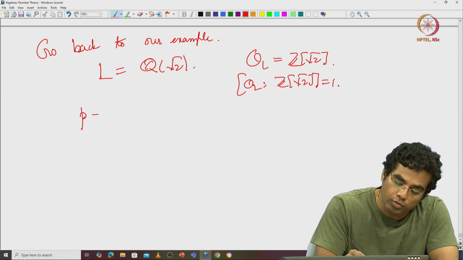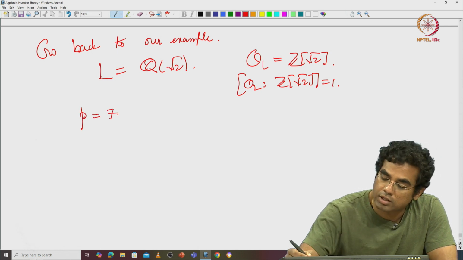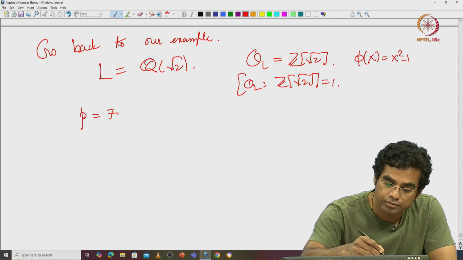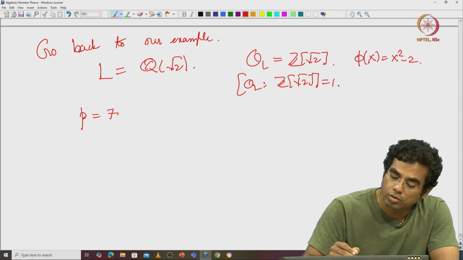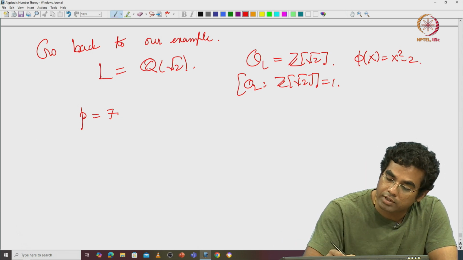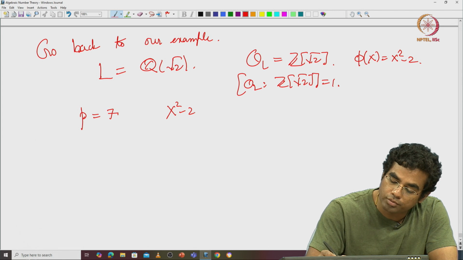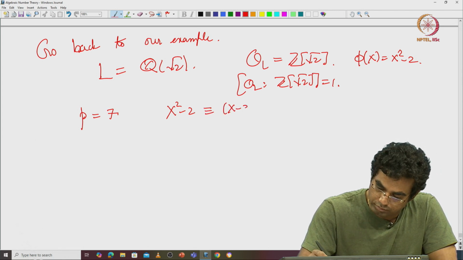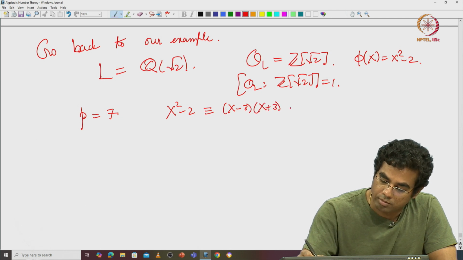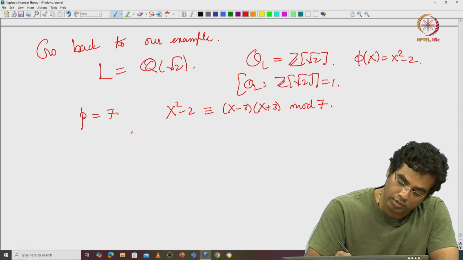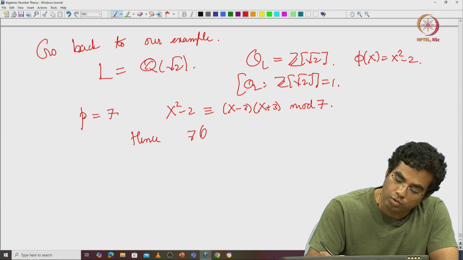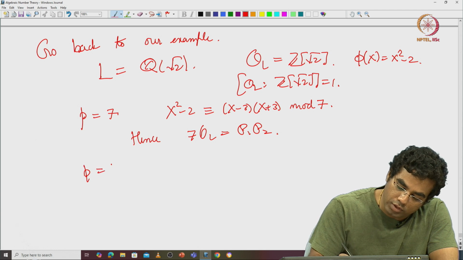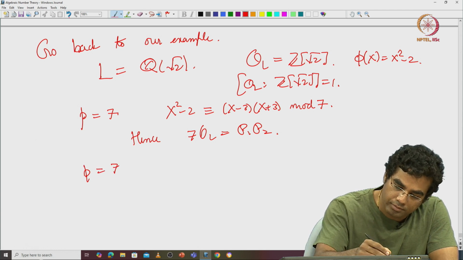So, again look at p equal to 7, and you consider the minimal polynomial of this over Q, or F_7. So, x squared minus 2 is congruent to (x minus 3)(x plus 3) mod 7. Hence 7 O_L is P1 times P2.